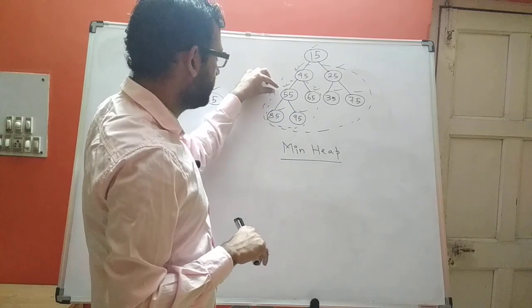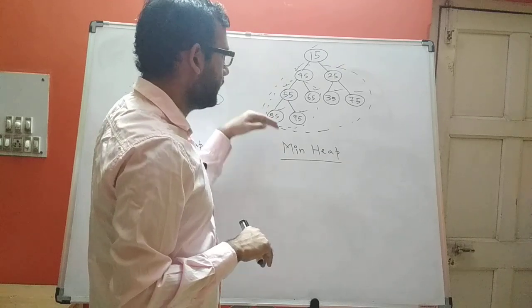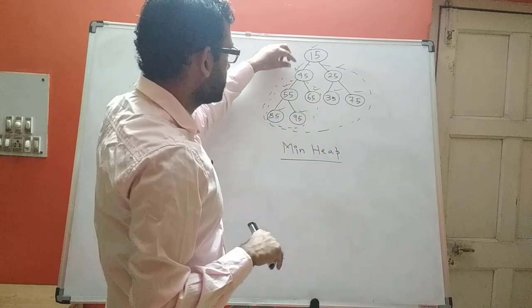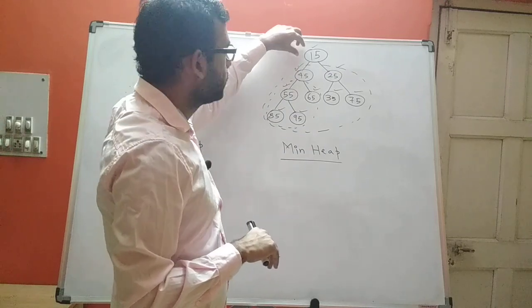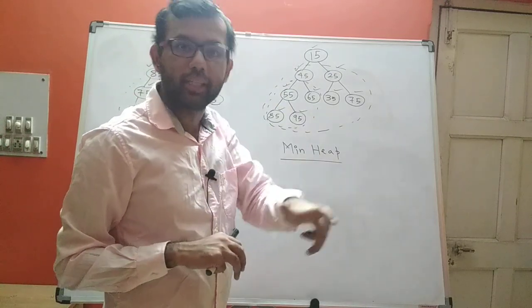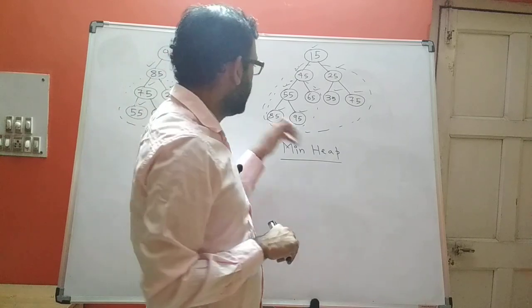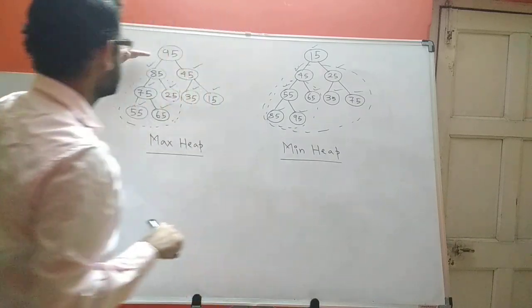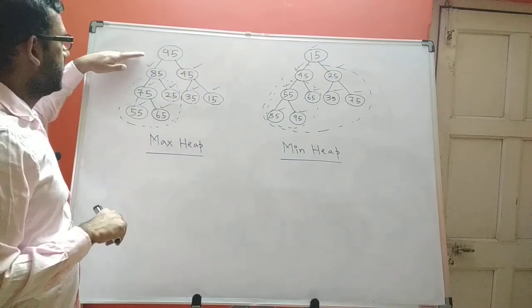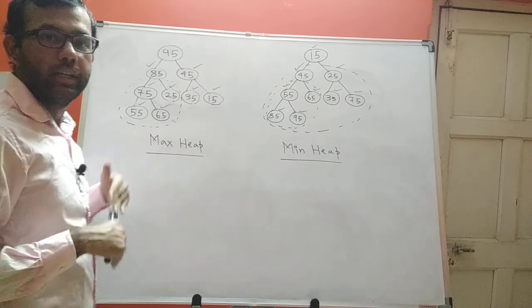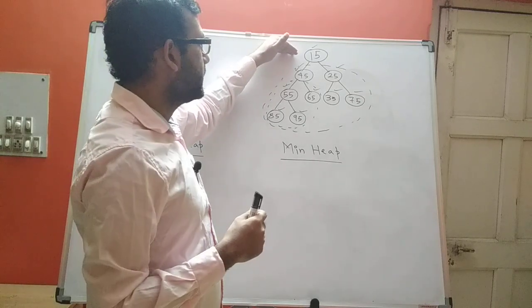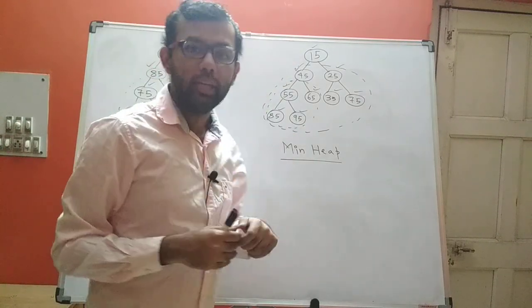If I consider 55, all the descendants of 55 will be greater than it. If I consider 45, all its descendants will be greater than it. If I consider 15, the root node will always contain the smallest element of the tree in a min heap. And in a max heap, the root node will always contain the largest element of the tree. So if the largest element is present at the root, then all descendants will be lesser. And if the smallest element is present at the root, all descendants will be greater.